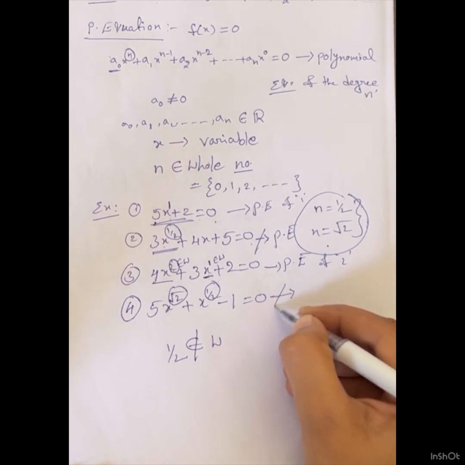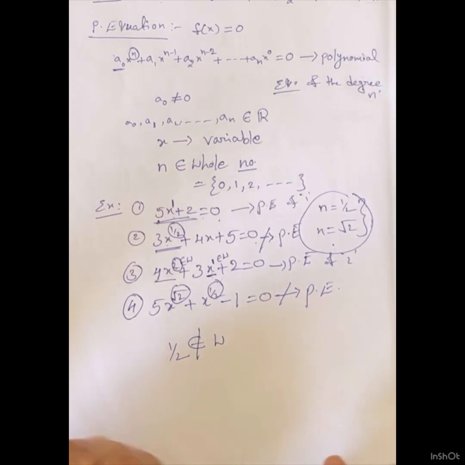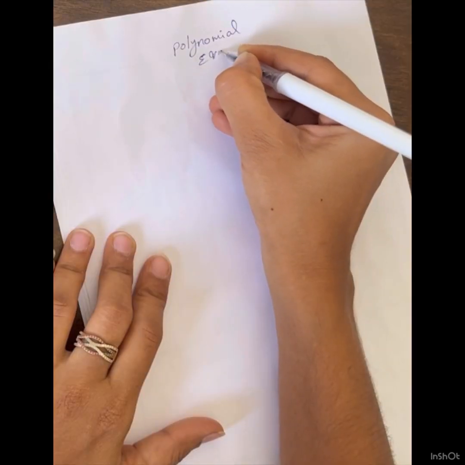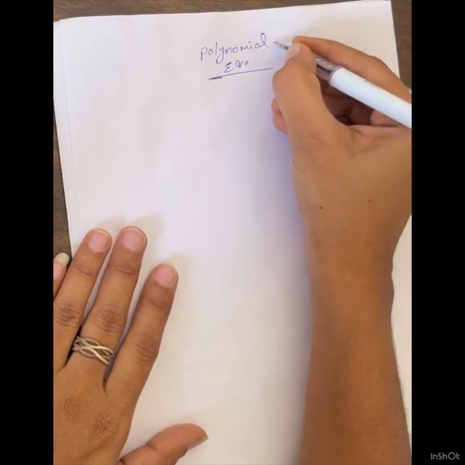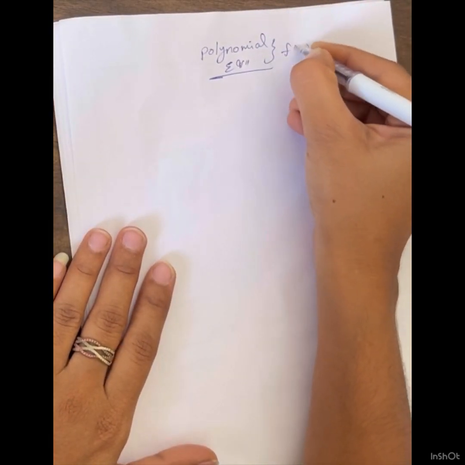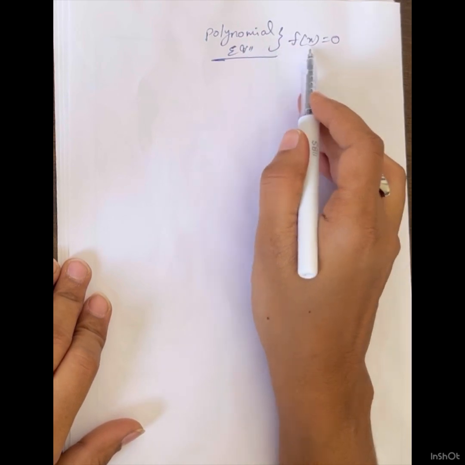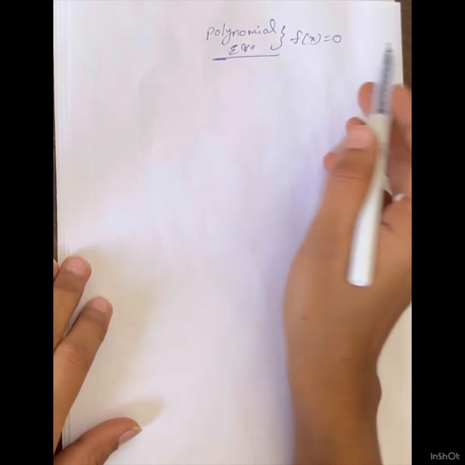So it is not a polynomial equation. This is the way to check whether the given equation is a polynomial equation or not. A polynomial equation is nothing but f of x equal to 0. Already we know polynomial expression and polynomial equation. And how to determine the types of polynomial equation? Based upon the degree.